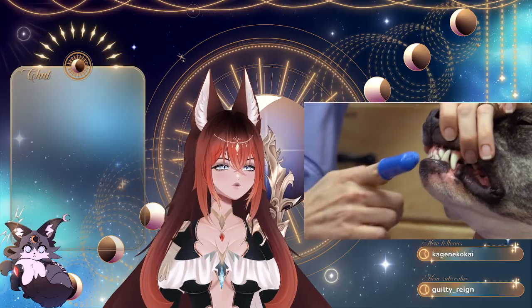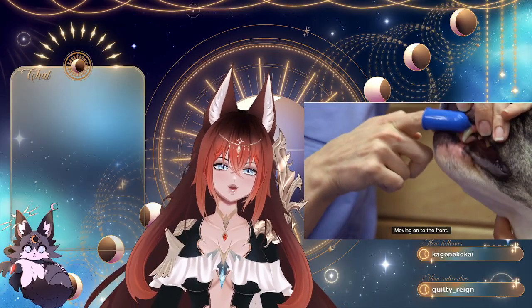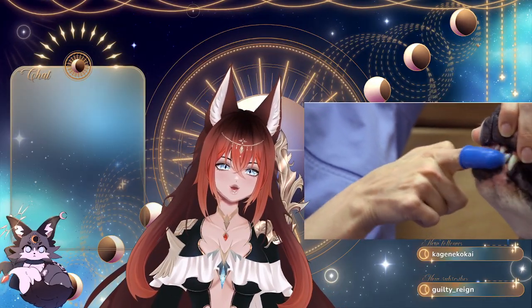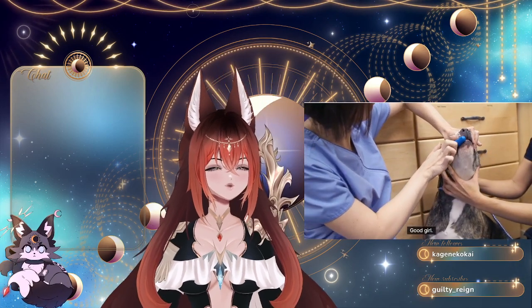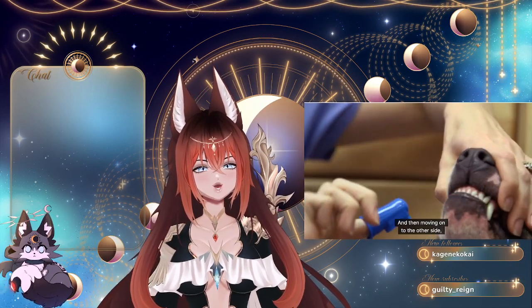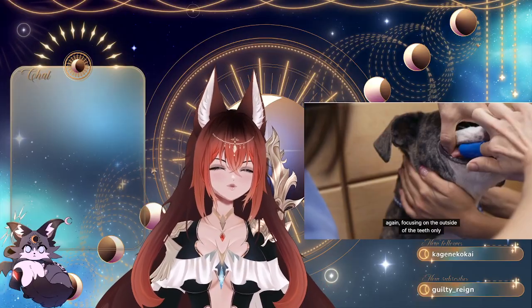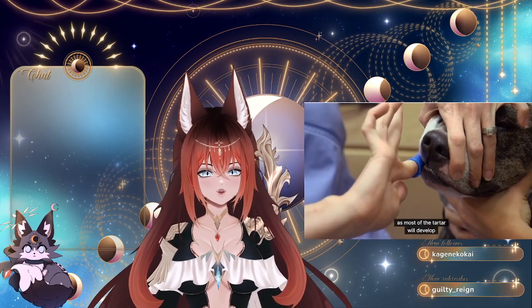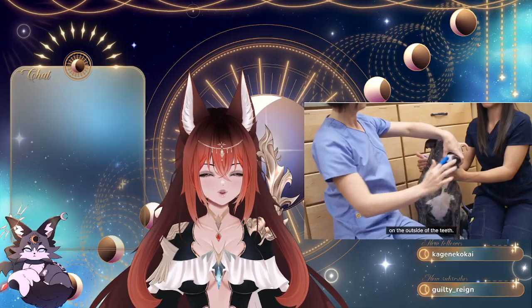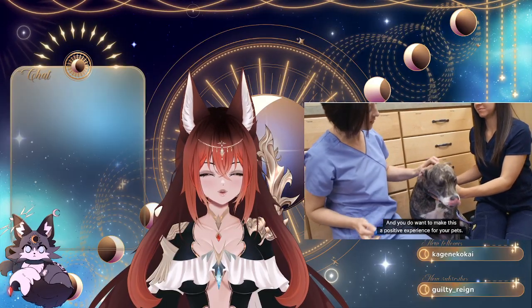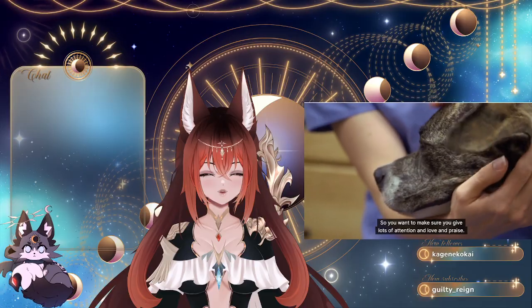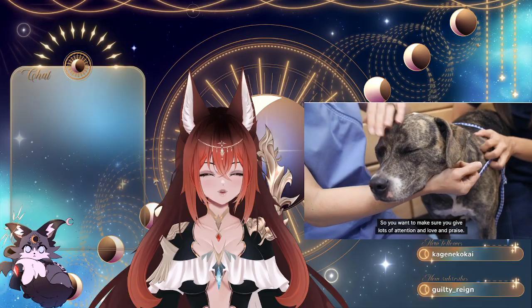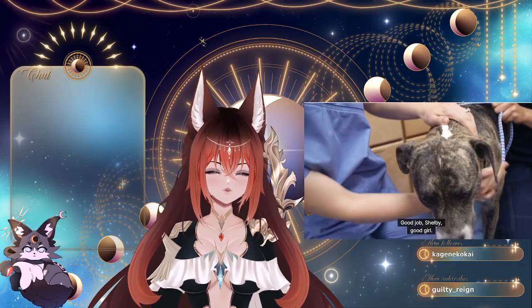Beautiful. Look at her pretty teeth. Moving on to the front. She's got gorgeous teethies. And then moving on to the other side. Again, focusing on the outside of the teeth only, as most of the tartar will develop on the outside of the teeth. And you do want to make this a positive experience for your pets. You want to make sure you give lots of attention and love and praise. Good job, Shelby. Good girl.